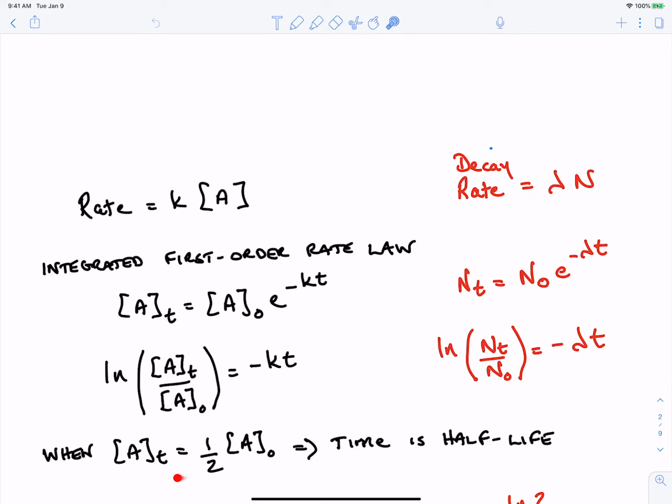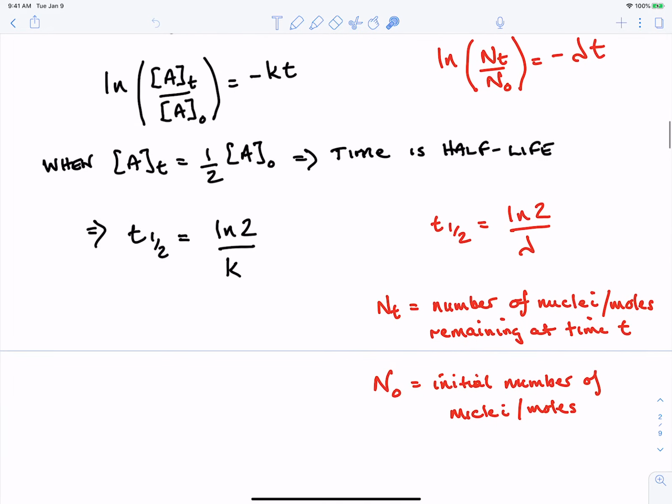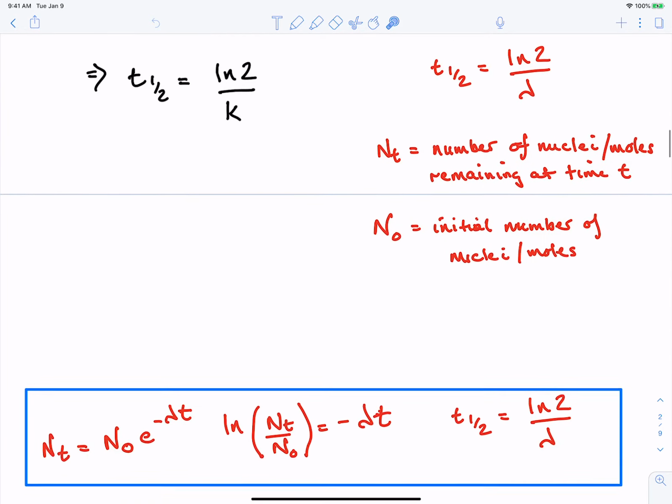And we talked about half-life. Well, guess what? Here's half-life for a first order reaction, and here is half-life for a first order reaction when we're talking about radioactive decay: natural log of 2 divided by lambda, same as natural log of 2 divided by k, because lambda and k are pretty much identical. The important thing to realise is that N of t is the number of nuclei or the moles remaining at time t. N0 is the initial number of nuclei or moles, the same way as we talked about when we talked about kinetics.